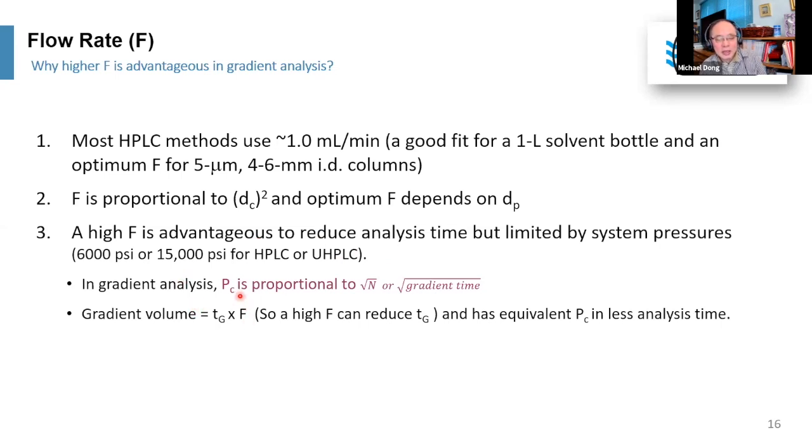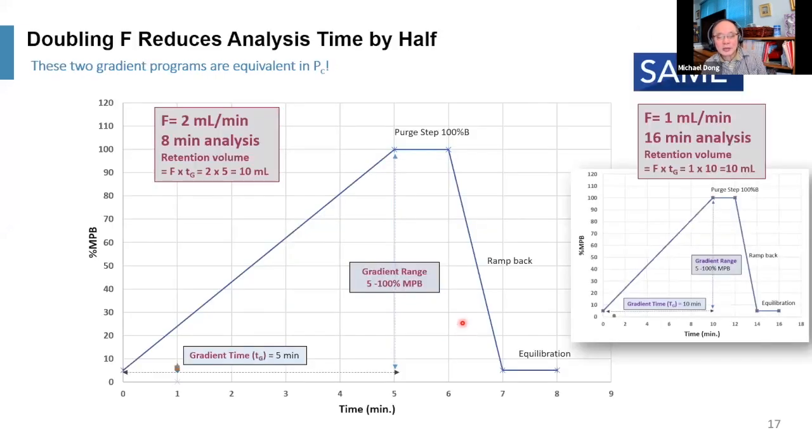The estimate of peak capacity is proportional to the square root of N, the plate count, or the square root of the gradient time. So a longer gradient time is good for peak capacity and gives you better overall peak resolution. We can define something called gradient volume, which is gradient time times the flow rate F. So if you use a higher flow rate, you can reduce the gradient time, which is good because then you can go home early. You have a quicker analysis time.